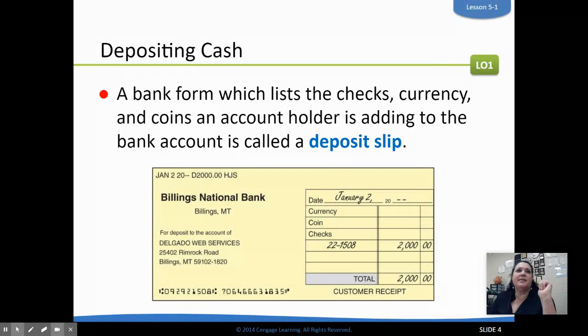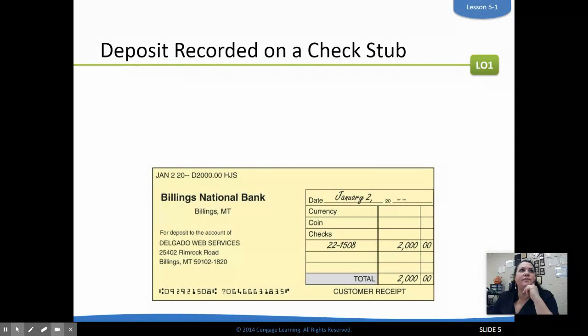This is what a deposit slip looks like. They all do not look the same. They may look different, but it basically has the name of the bank, the name of the account holder, and where you put the date, the currency, the coins, the checks, and then the total amount you're depositing. The bottom numbers are your routing number and your account number. The first numbers are your routing number, which identifies the bank. The second set of numbers is the account number, which identifies the account holder.